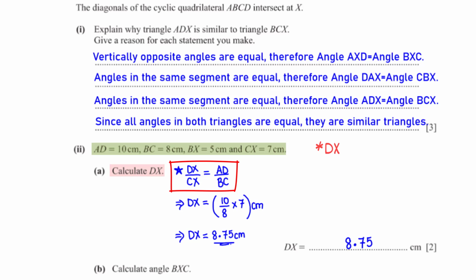When we make DX the subject of the equation and substitute the values of AD, BC, and CX, this is what we get. When we type this into the calculator, we get DX equals 8.75 centimeters.